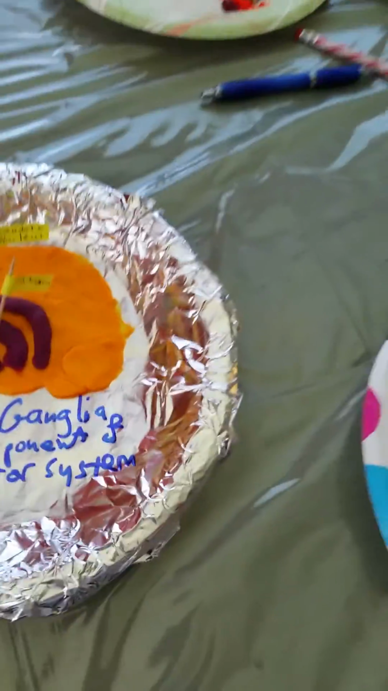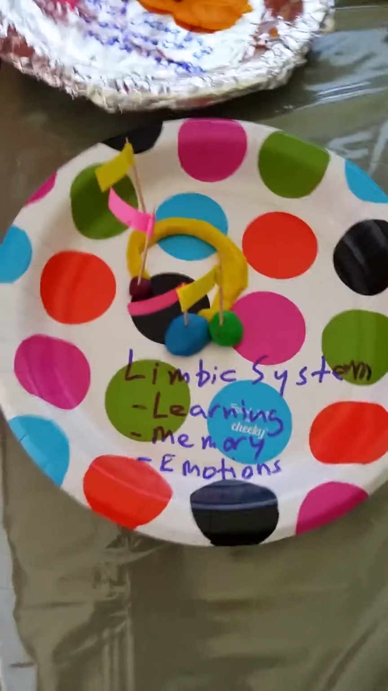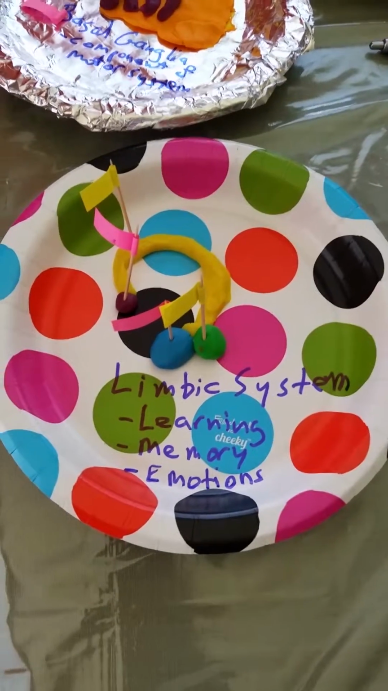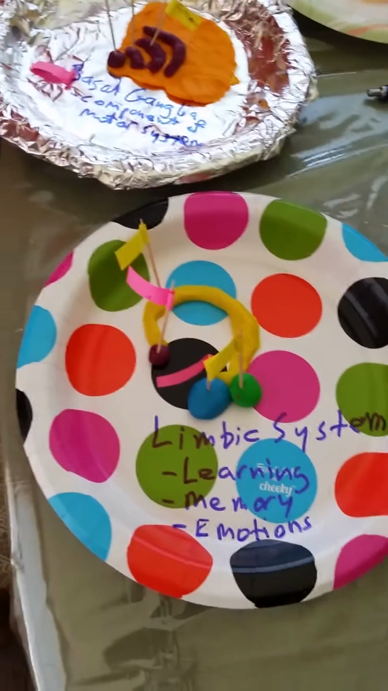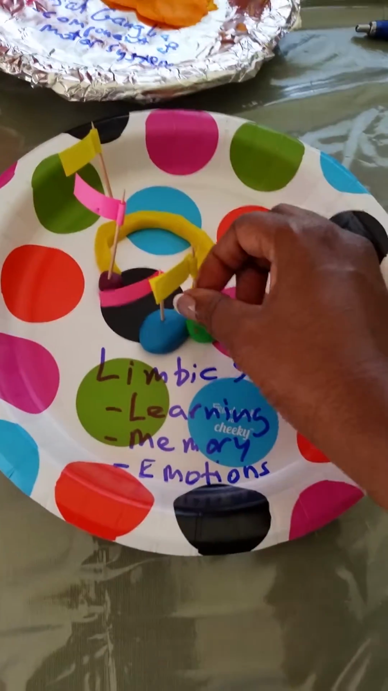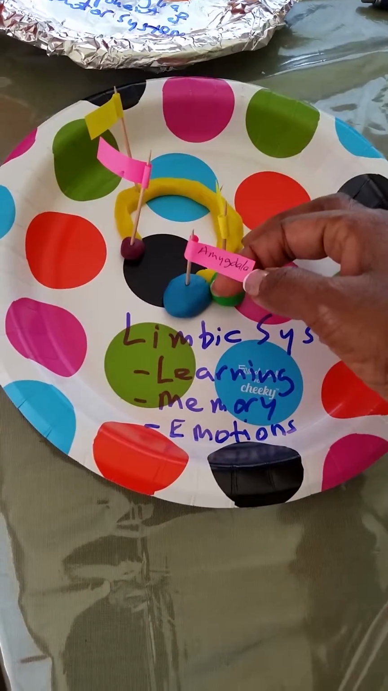Globus pallidus. Then we move on to the limbic system, which is really important for the interpretation and the memory of emotions. It's important for learning and memory and emotions and that whole dynamic. And so this is the hippocampus, and we have the amygdala.